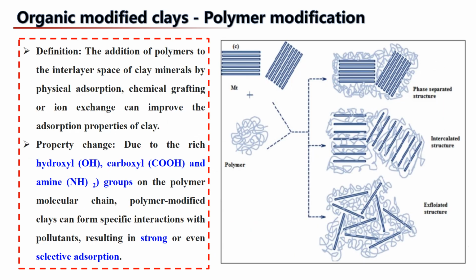Another direction of functionalized clay is organic modification, including polymer modification and organosilane modification. The polymer modification step is to add polymer into the interlayer space of clay minerals by physical adsorption, chemical grafting or ion exchange, which can improve the adsorption performance of clay minerals. Due to the abundant hydroxyl OH, carboxyl COOH and amino NH2 groups on the polymer molecular chain, polymer modified clays can form specific interactions with pollutants, resulting in strong and even selective adsorption.